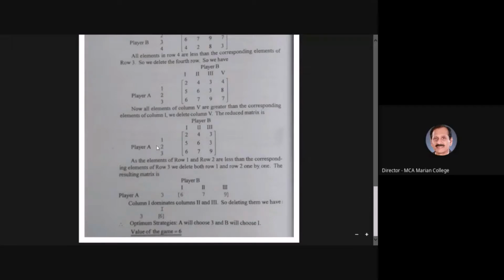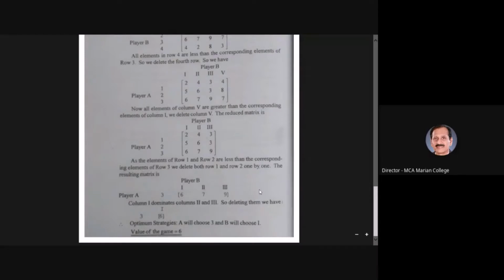So A will always choose a particular strategy where he will gain more. In that case, he will choose only row 3. He will discard row 1 and row 2 because the values are less. So we can avoid the first 2 rows. Then the reduced matrix will be a 1 by 3 matrix, that means 1 row and 3 columns.